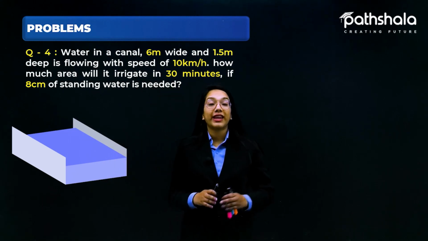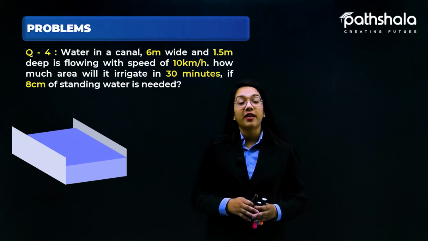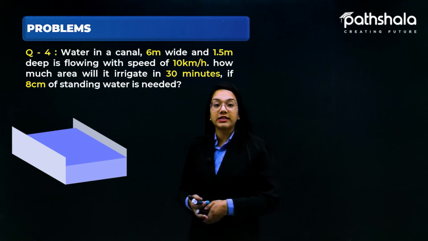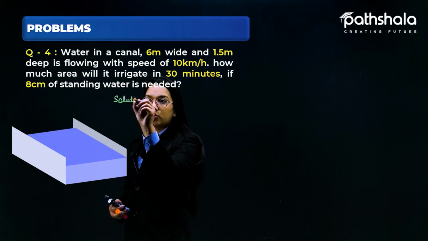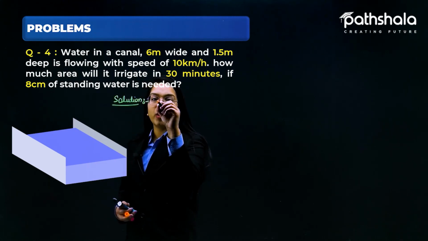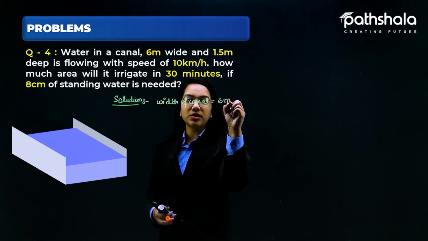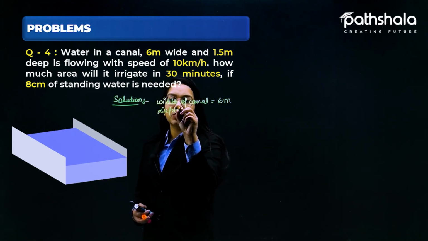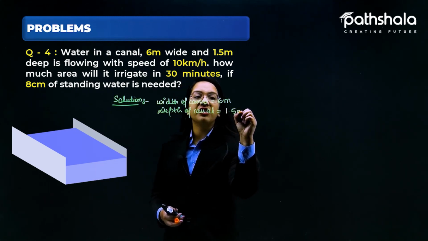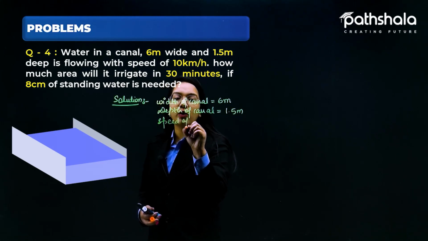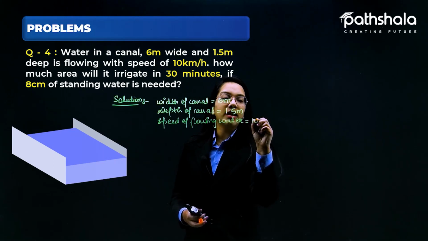So we just have to find the area which will be irrigated in 30 minutes if 8 centimeters of standing water is needed. Let's start with the things given in the question. First, we have the width of the canal, which is 6 meters. The depth of the canal is 1.5 meters. We have the speed of the flowing water, which is 10 km per hour.